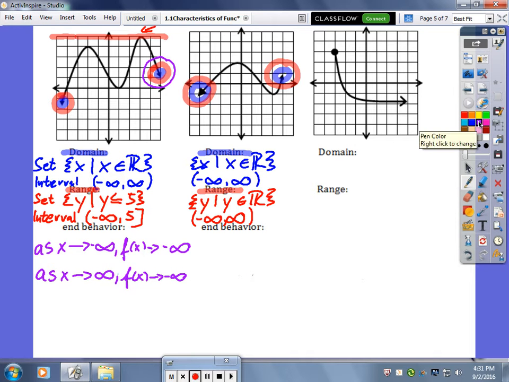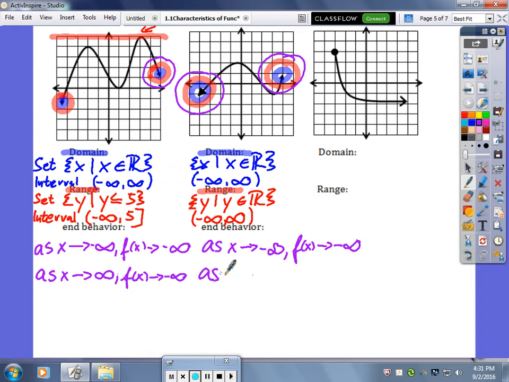Our end behavior is a little different than in the previous example. As x goes to negative infinity, f of x, or you can also say y, also goes to negative infinity. And as x goes to positive infinity, f of x goes in the same direction, in other words, also goes to positive infinity.